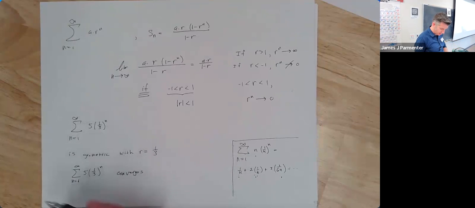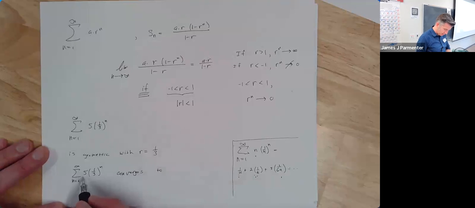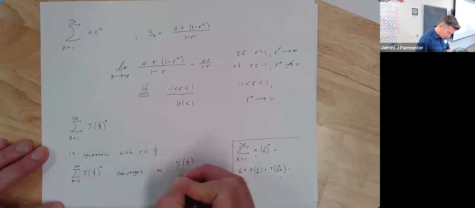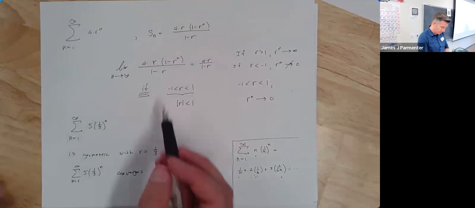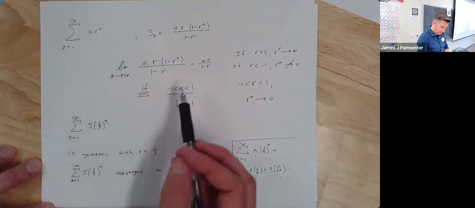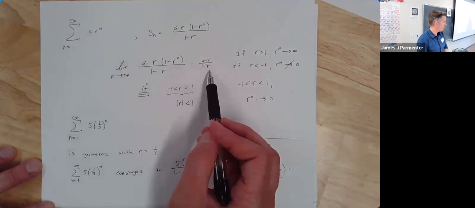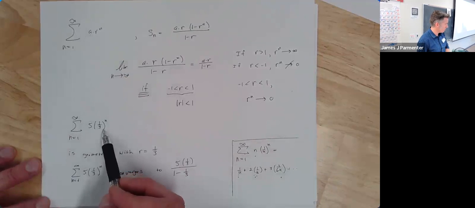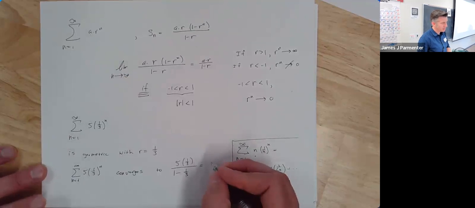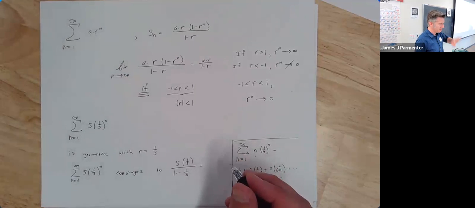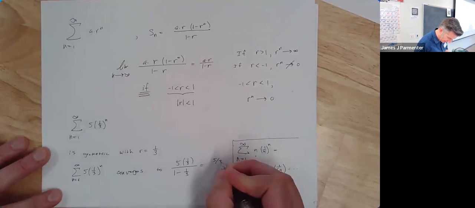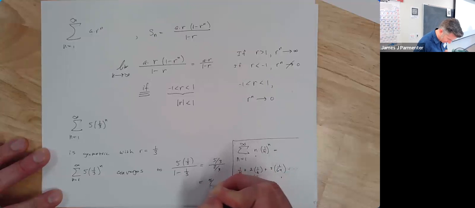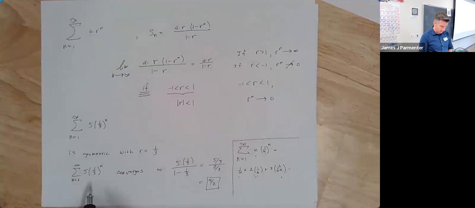In this example, this is going to converge to, let's see, 5 times 1/3 over 1 minus 1/3. Just like this series converged to a times r over 1 minus r. In this example, our a is 5, our r is 1/3. Well, I'm going to say more about that, so don't get that too stuck in your head, because I want to be more general. So that's going to be 5/3 over 2/3, which adds up to 5/2. So this series is a convergent geometric series, and it converges to 5/2.